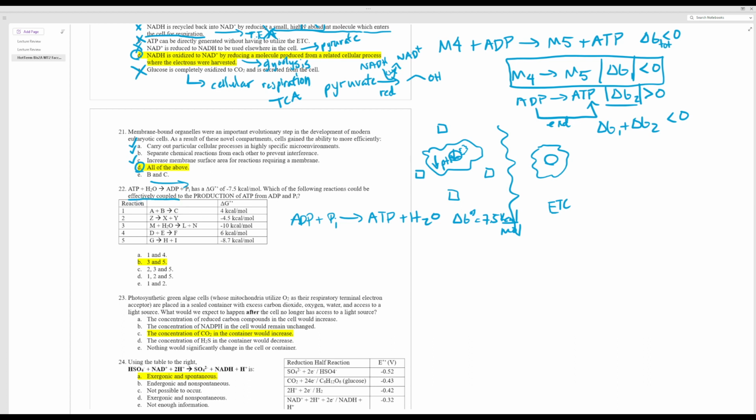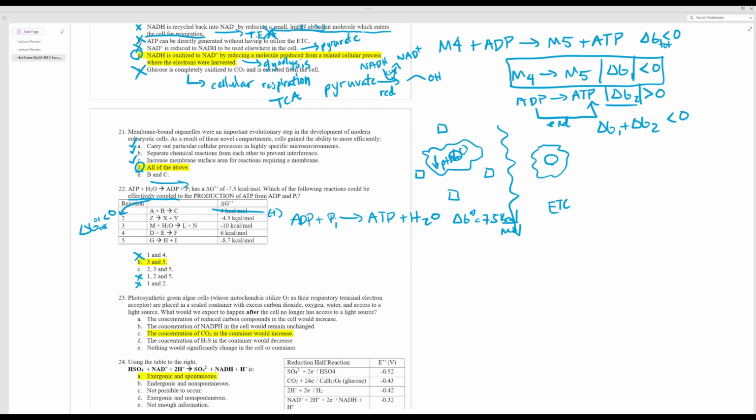Okay, so which of the following reactions could be effectively coupled? In other words, the total delta G naught prime is less than 0. Let's see, if I add in reaction 1, I have 7.5 kilocalories plus 4 kilocalories. That's positive. So our total delta G naught prime would be positive, which means it's endergonic, so that doesn't work. So any answer choice with 1 is automatically out. Okay, how about answer choice 2?